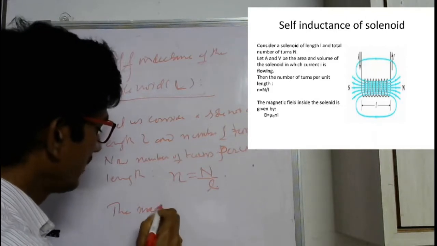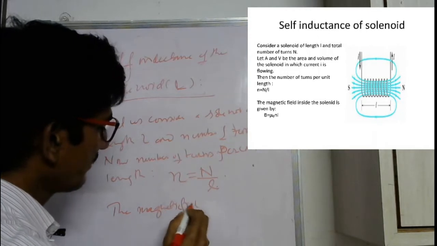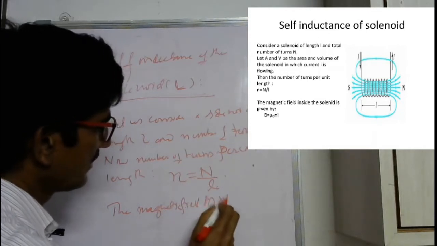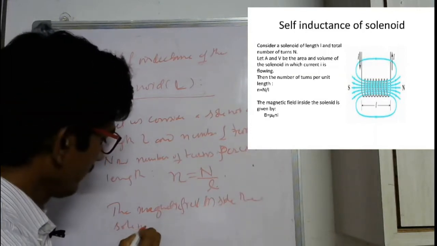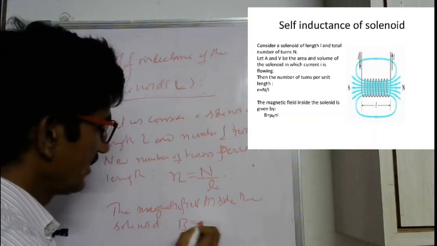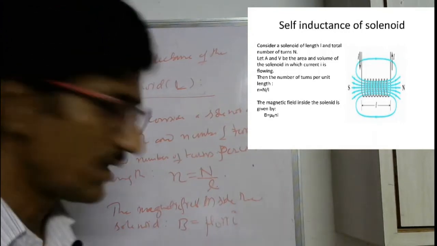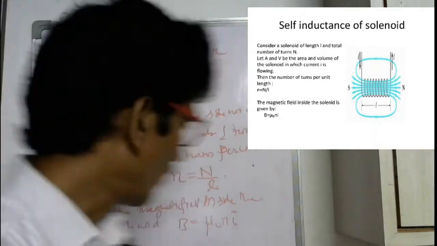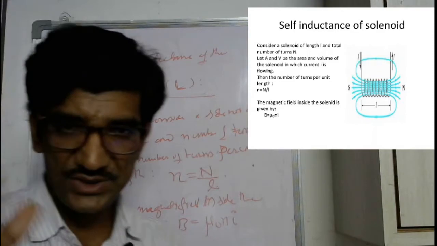Now the magnetic field inside the solenoid: B is equal to, we already derived this by using Ampere's law, B is equal to mu naught n I. What is I? I is the current flowing through that solenoid.